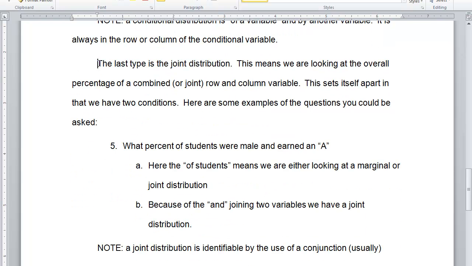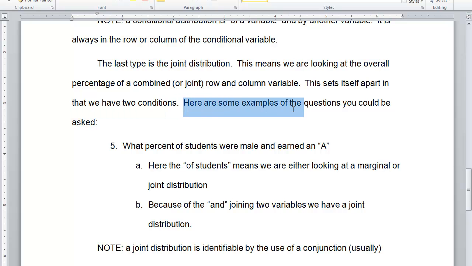Now, the last type is the joint distribution. And this means we are looking at the overall percentage of a combined or joint row and column variable. So this sets itself apart in that we have two conditions.